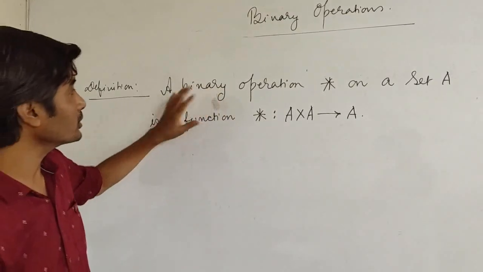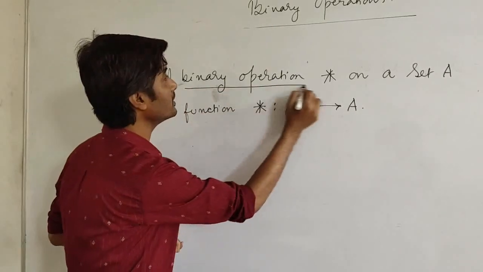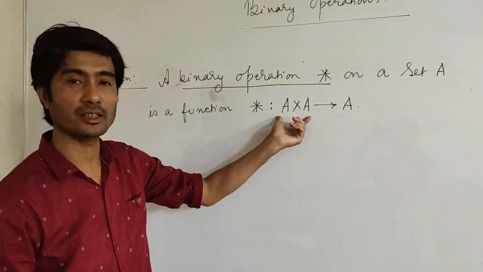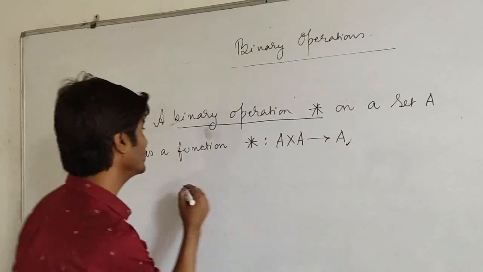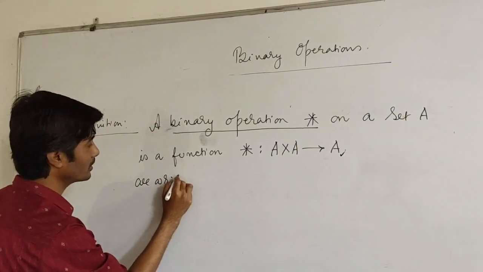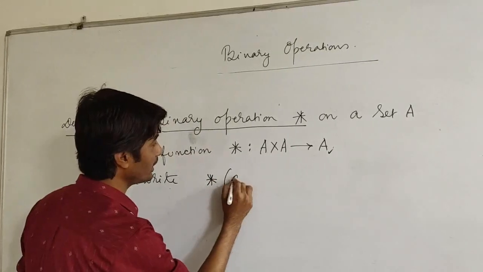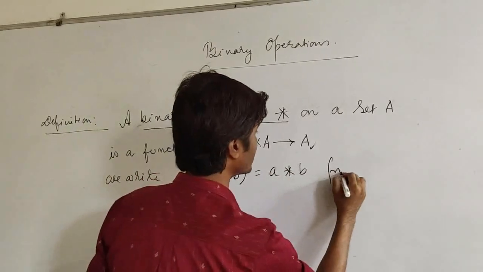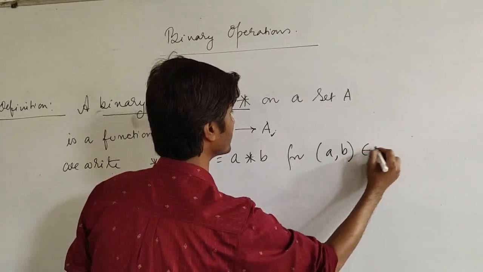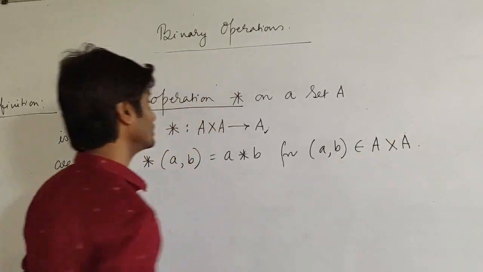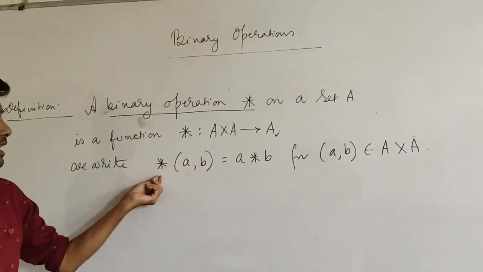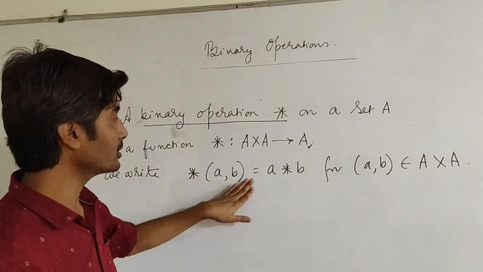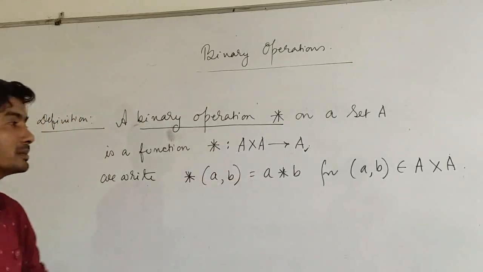So now what we do? We define this binary operation star in terms of a function which is defined from the set A cross A, that is, the domain will be the set A cross A with the codomain A. We write star of (a, b) is equal to a star b. Of course, this pair (a, b) will come from the domain A cross A. So this is how we write. We denote star of (a, b), an element from the domain A cross A, as a star b. So this is how we denote this binary operation.